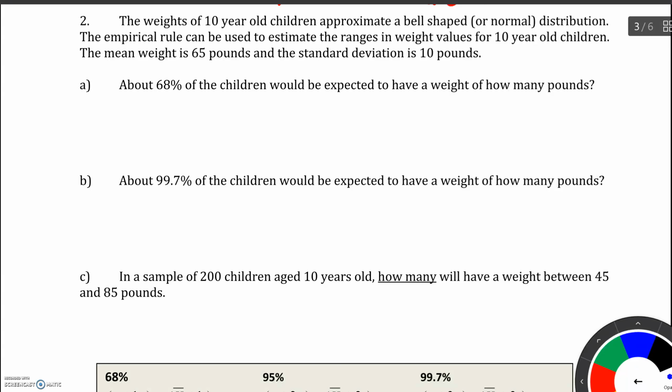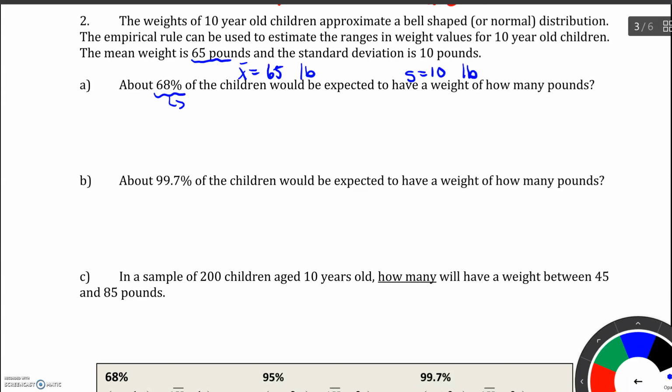Let's look at the second example. The weights of 10-year-old children approximate a bell-shaped or normal distribution. The empirical rule can be used to estimate the ranges of weights. The mean weight is 65 pounds, and the standard deviation is 10 pounds. About 68% of the children would be expected to have a weight of how many pounds?